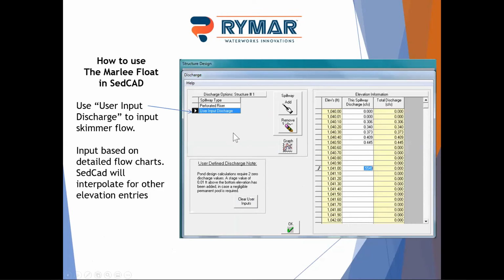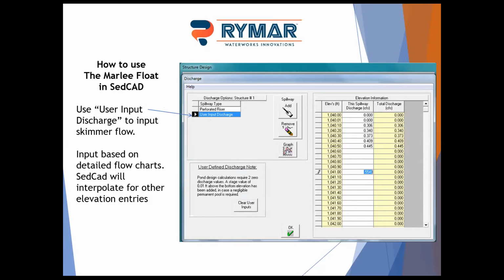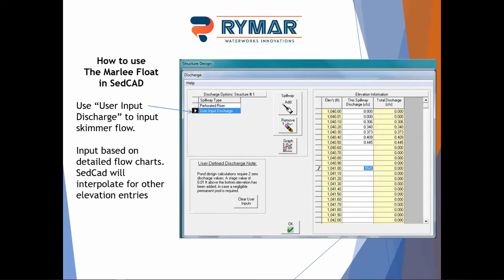So you're going to build your outlet structure. You'll have a perforated riser, which will be typical. So that's just your riser structure. With that, you'll define the diameter or circumference at the top of the riser. And then next, instead of putting in an orifice, which would be typical, you're going to put in a user input discharge. When you do that, it'll come up with this table, and you can user define your discharge at each elevation.